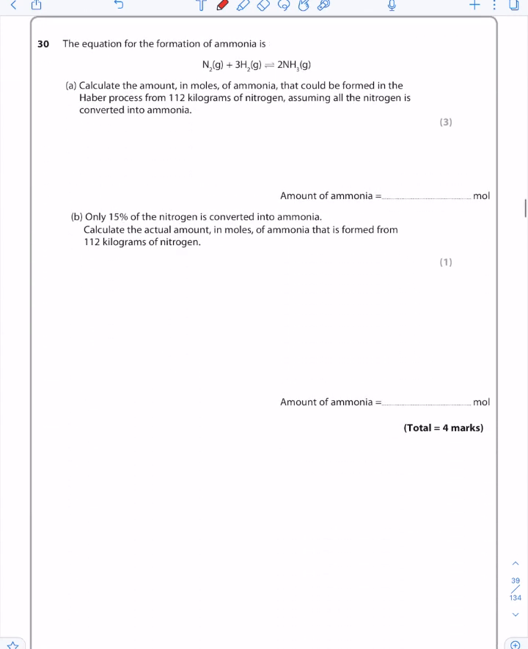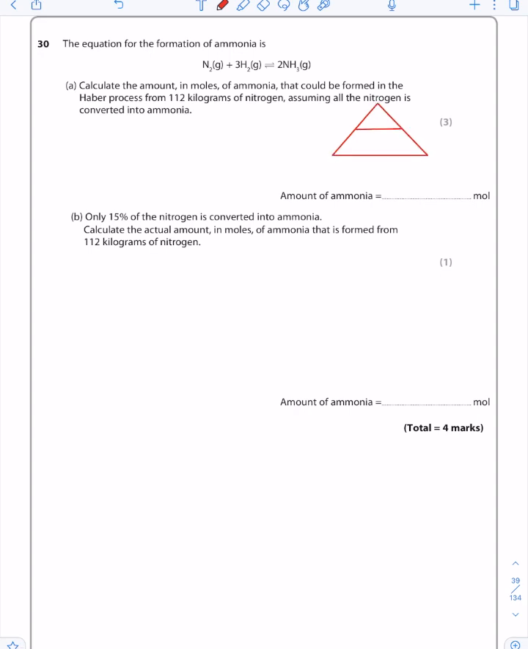Question 30. The equation for the formation of ammonia is N2 plus 3H2 gives 2NH3. Calculate the amount in moles of ammonia that could be formed in the Haber process from 112 kilograms of nitrogen, assuming that all the nitrogen is converted into ammonia.